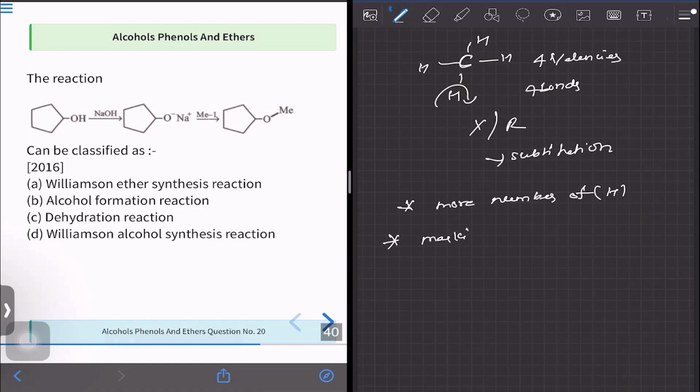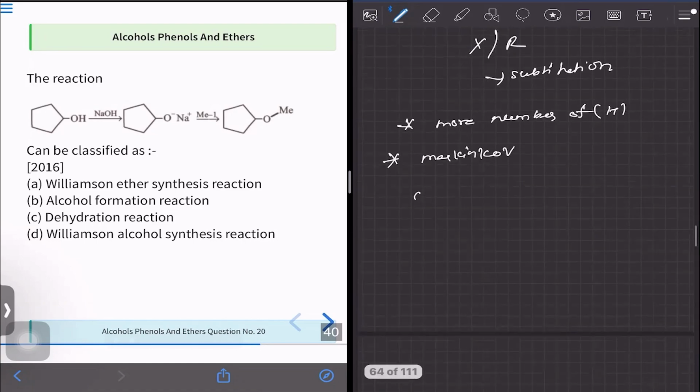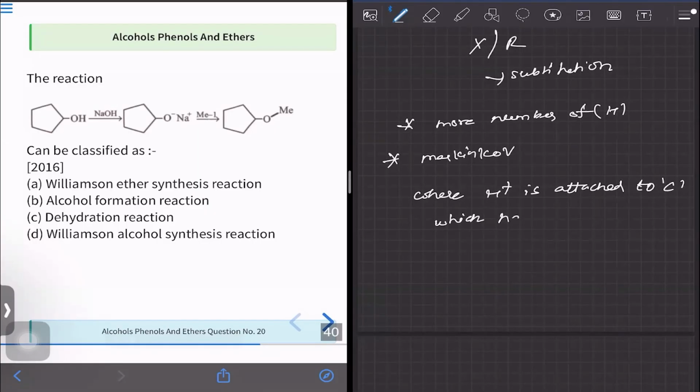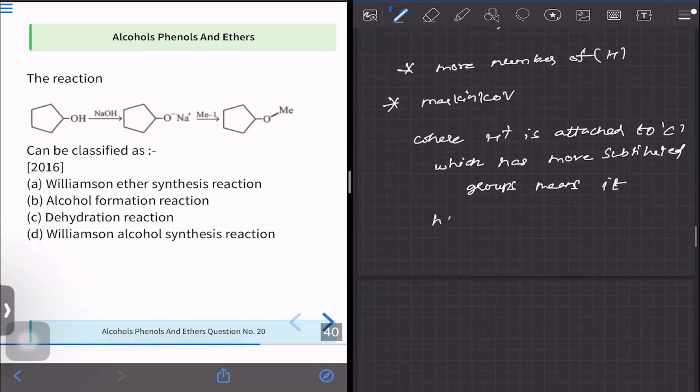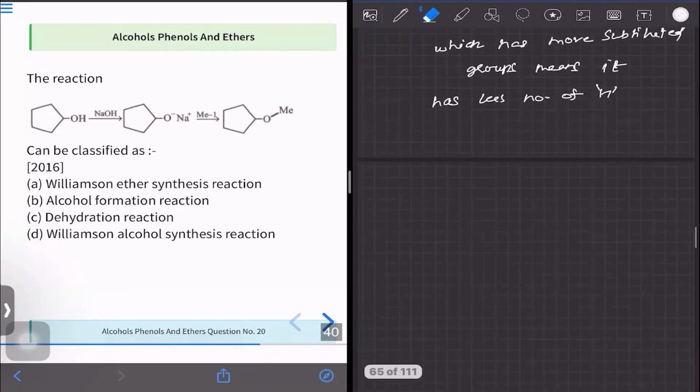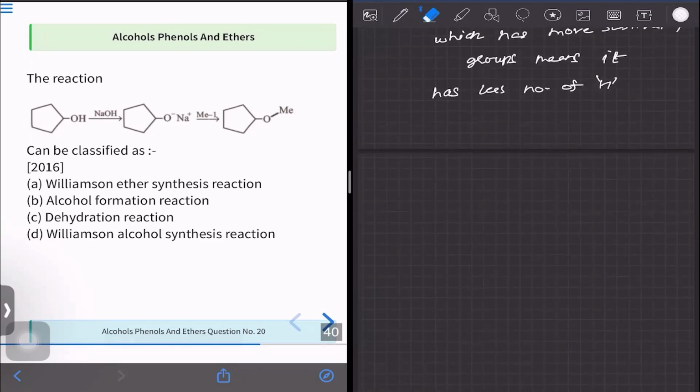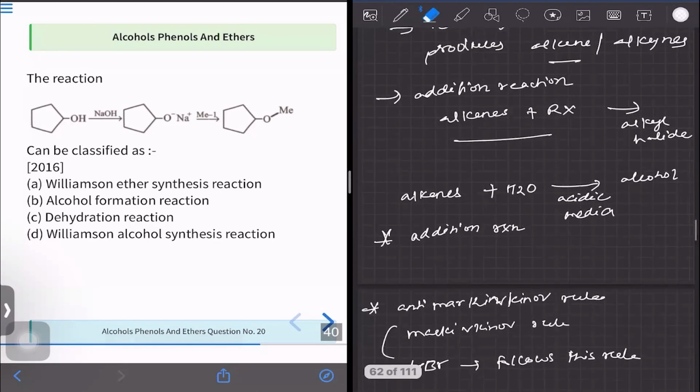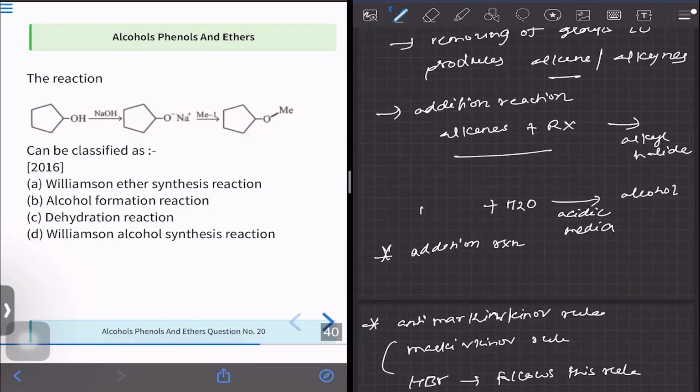And what is the Markovnikov rule? It is where H plus is attached to the carbon which has more substituted groups, meaning it has fewer hydrogens. The first method of producing alcohol is whenever alkenes react with water in acidic media, which produces alcohol.